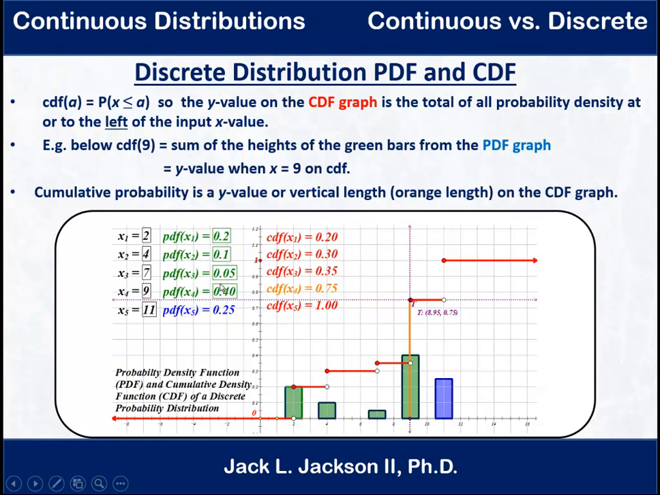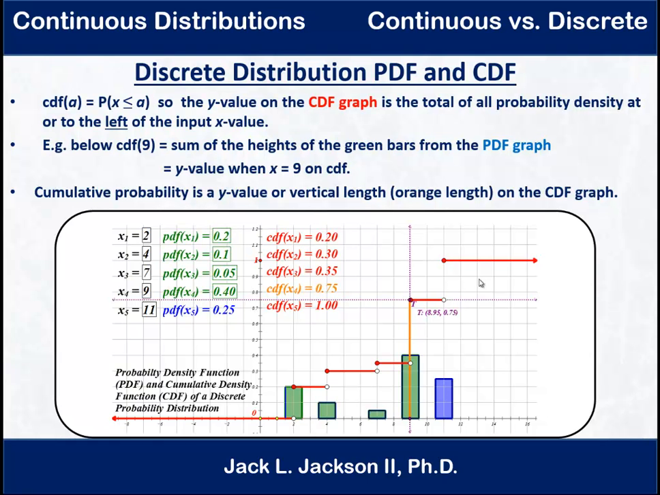Okay? So in this example, we have below the CDF of 9. So you find 9 on the graph here. And the CDF of 9 is this y value right here, which you can see is 0.75. Okay, and how can we see it? Well, we can see it as this orange length. So a vertical length from 0 up to the y value, which is the same as the y value, is how we see the probability on the CDF.